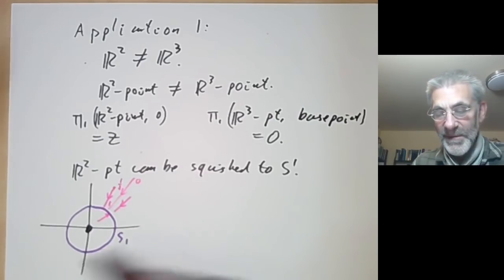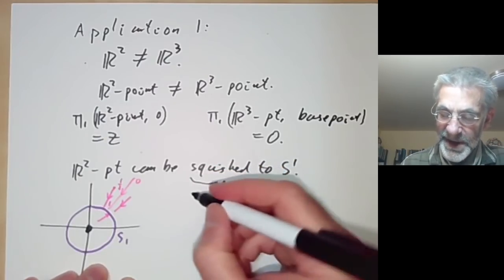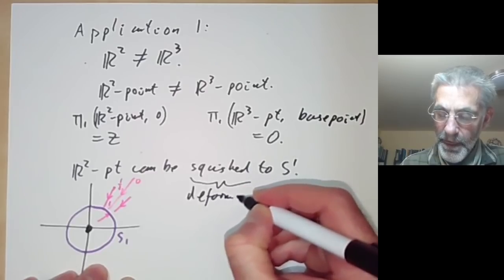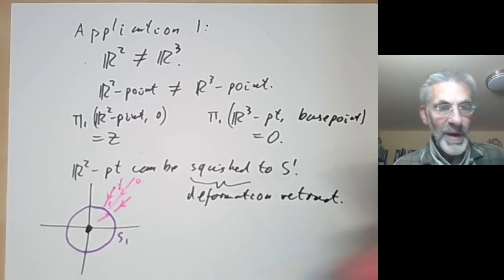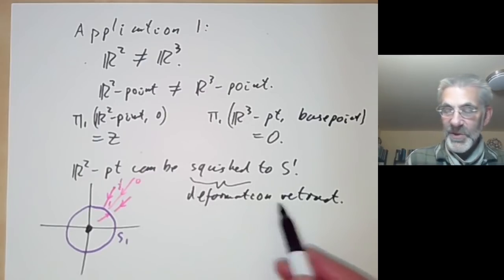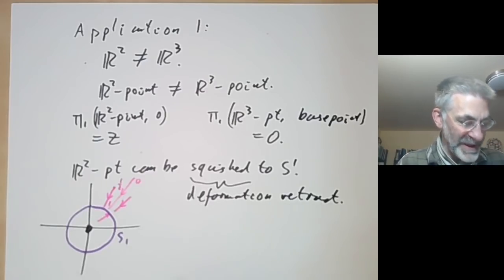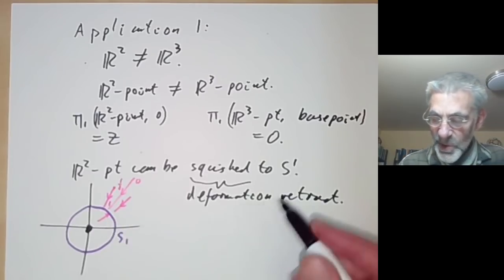As usual, the term squishing is not really used mathematically. Mathematicians don't say squish, they say deformation retract. Because if you're applying for a grant and you say you want to squish things, your grant is going to be rejected. But if you say you are studying deformation retracts, everybody will be much more impressed and give you lots of money. So what's a deformation retract?